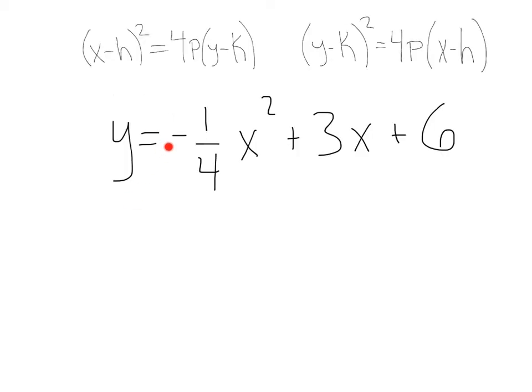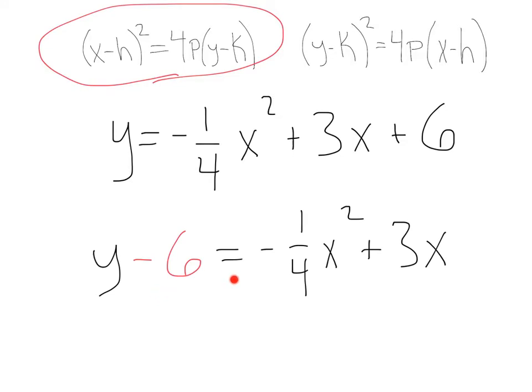Let's start with this equation here. y equals negative 1/4 x squared plus 3x plus 6. I see that we have an x squared term, so we want to look like this guy right here. To start, let's get our x terms on one side by themselves. Let's start by subtracting 6, giving us y minus 6 equals negative 1/4 x squared plus 3x.